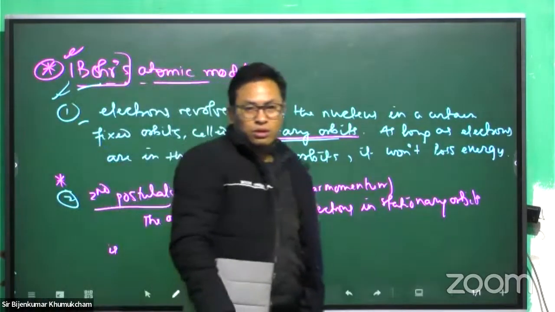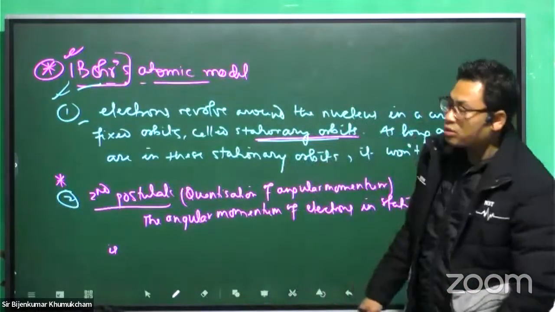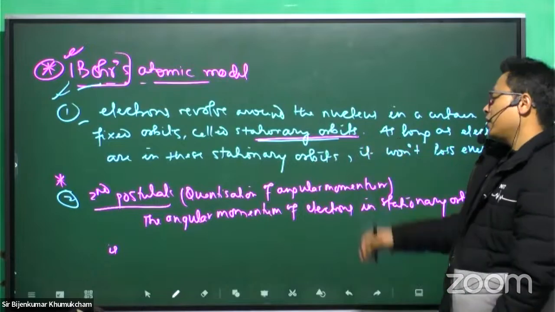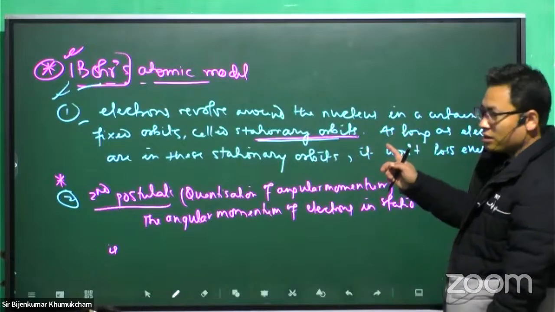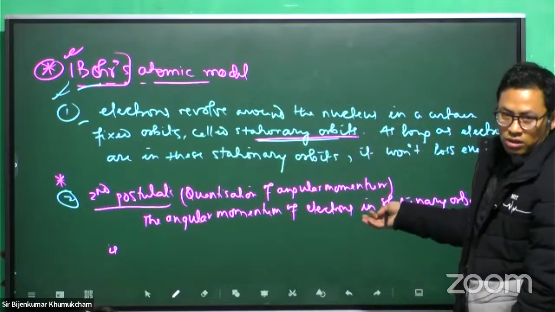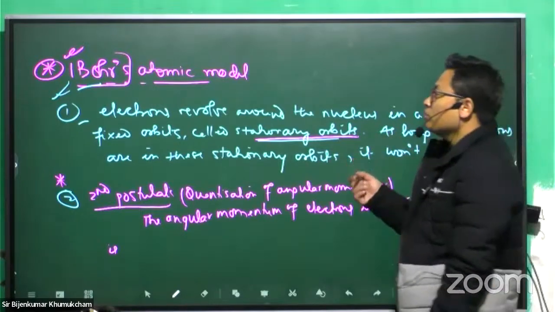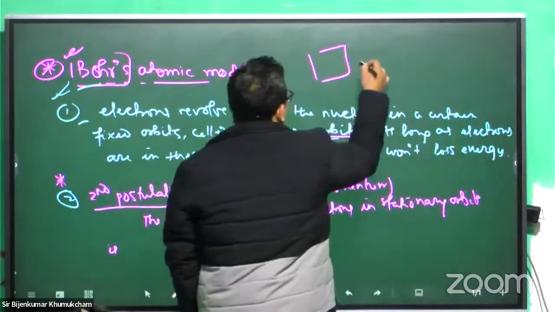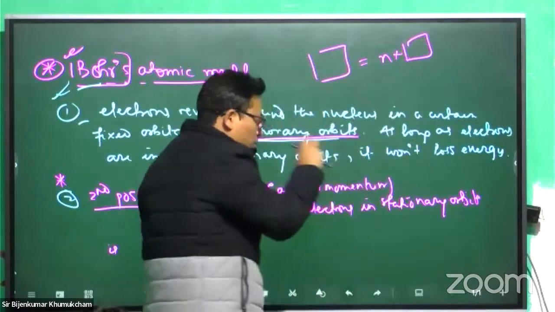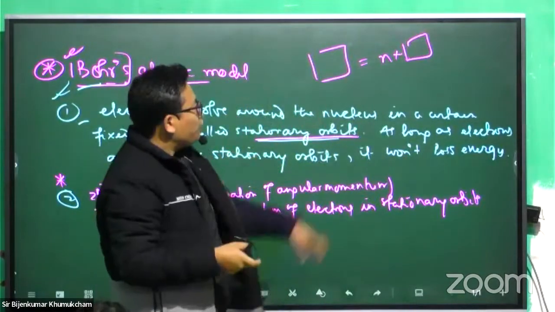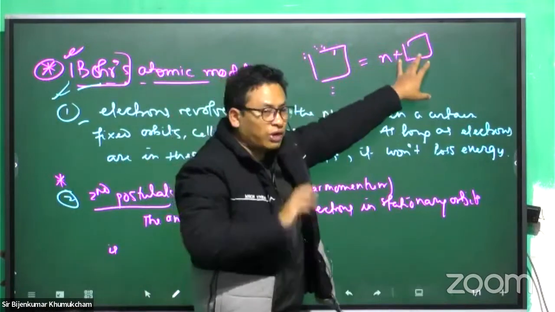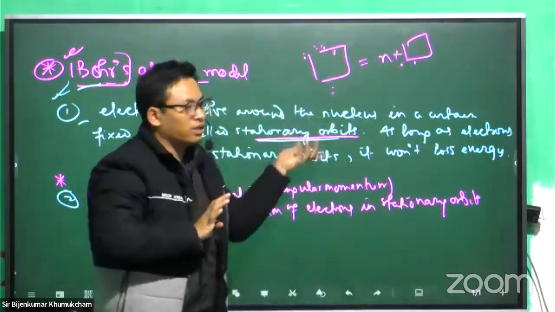Let's first define or remember what quantization is. If they say quantization of any property or phenomenon, what does that mean? Whatever physical quantity we should be able to express in terms of some integral multiple of some basic unit. If that physical quantity can be expressed as an integral multiple of a basic unit, that is called quantization.